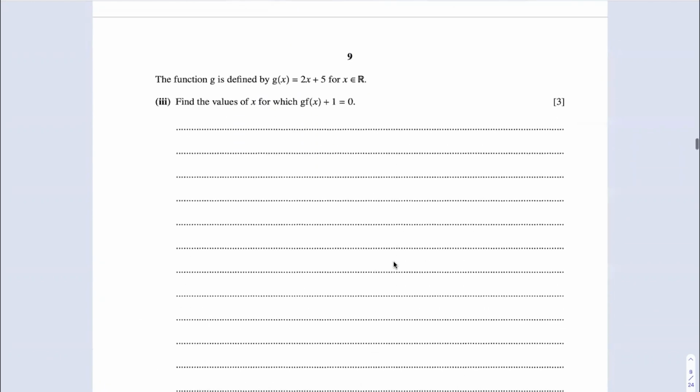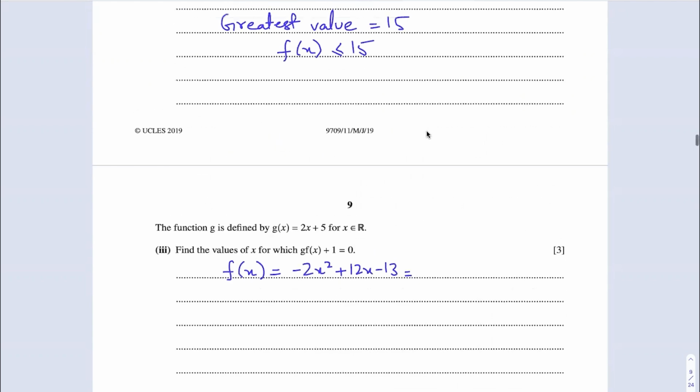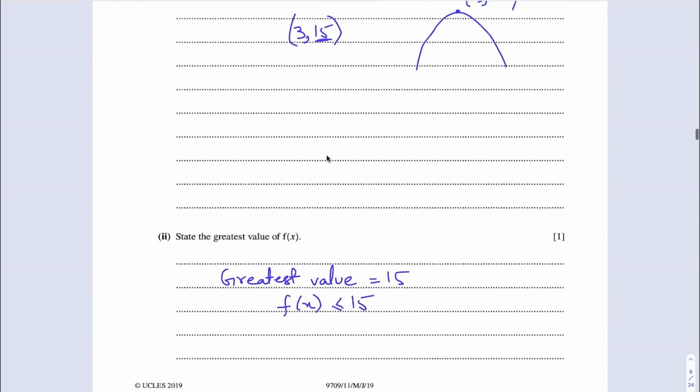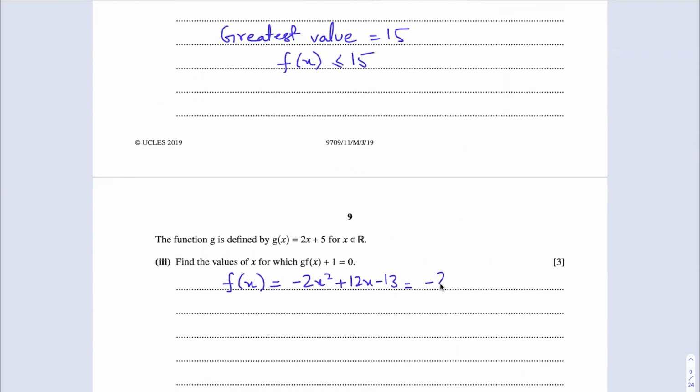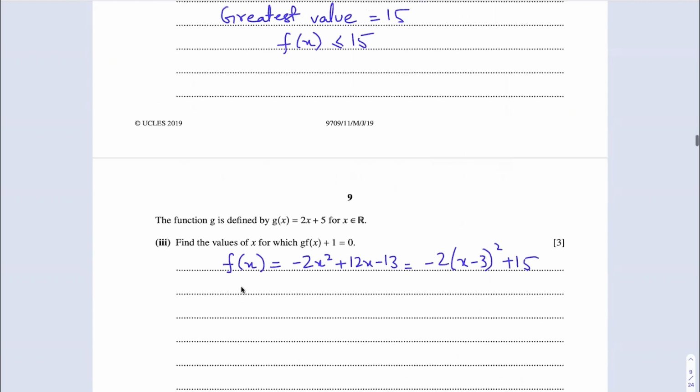In part 3, it says that the function g is defined by 2x plus 5, and we have to find x such that g f of x plus 1 is equal to 0. So we know that f of x is equal to minus 2x squared plus 12x minus 3, and this can also be written as minus 2 into (x minus 3) whole squared plus 15. g of x is equal to 2x plus 5.